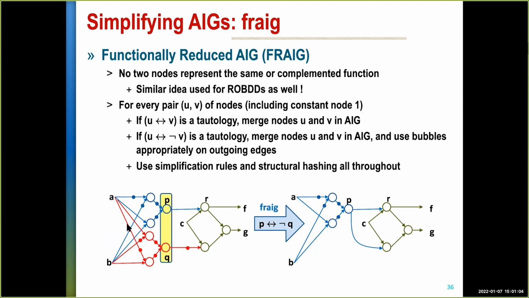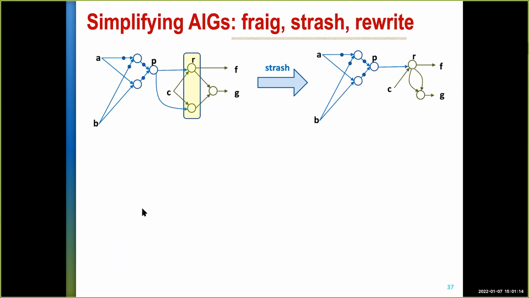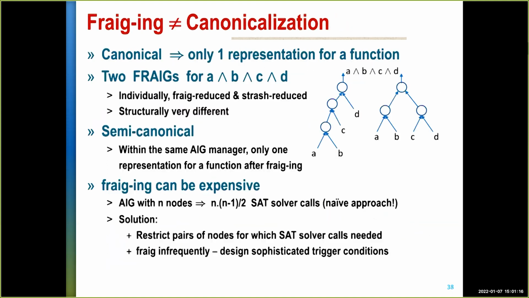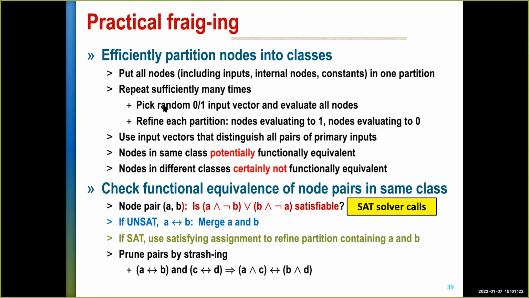And now if I put the next random vector, maybe for that, these two nodes turn out to be different. So now I know that I don't need to check them for equivalence either, right? So this is exactly the technique that is used to make this Fraiging practical. Initially you put everything in one partition, and then sufficiently many times you pick a random vector and evaluate all nodes, and you refine each partition: the nodes that evaluate to 0 and the nodes evaluating to 1.